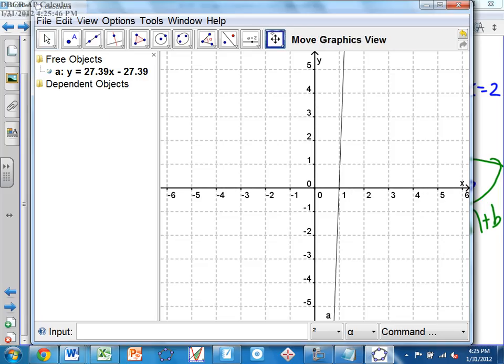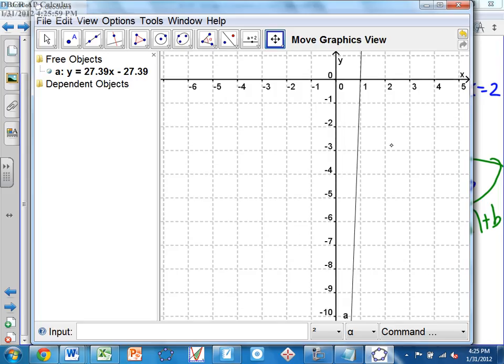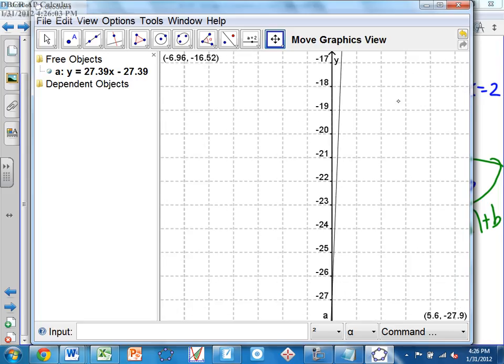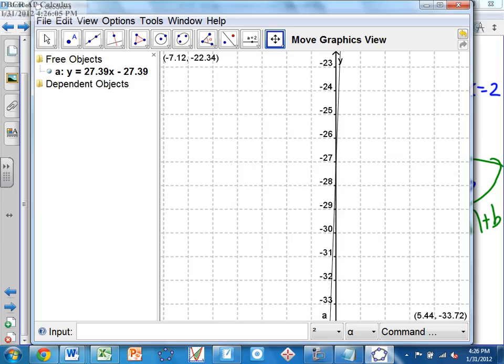Now, take a look here. This is the line 27.39x minus 27.39. So my y-intercept is all the way down here, all the way down at negative 27. Okay, that's where my y-intercept is going to be. So if I scroll all the way down here, there's my y-intercept at around negative 27.